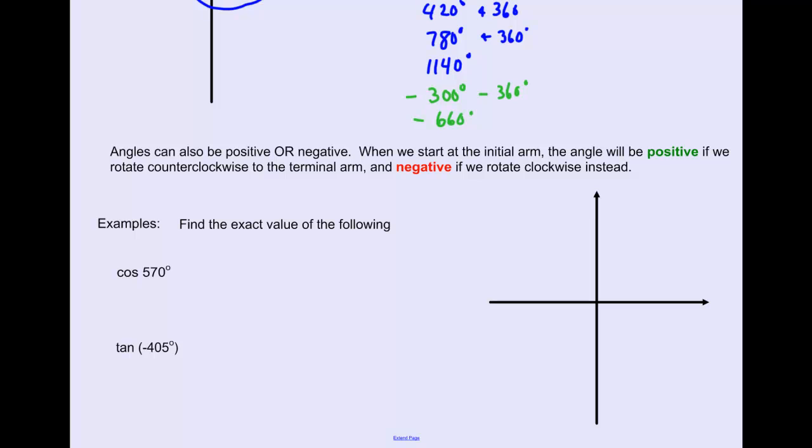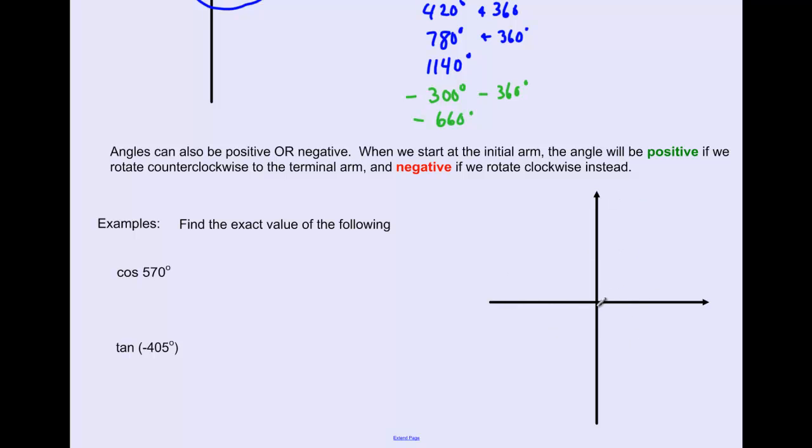The final thing we're going to discuss in this lesson is how we can find the exact values of some of our coterminal angles. So I have two examples here. What's the exact value of the cosine of 570? And then we're going to look at the exact value of the tangent of negative 405. So let's start with cosine of 570.